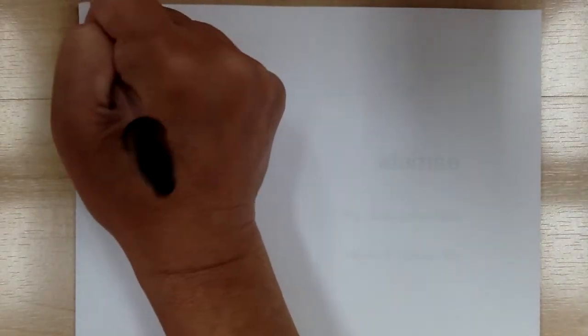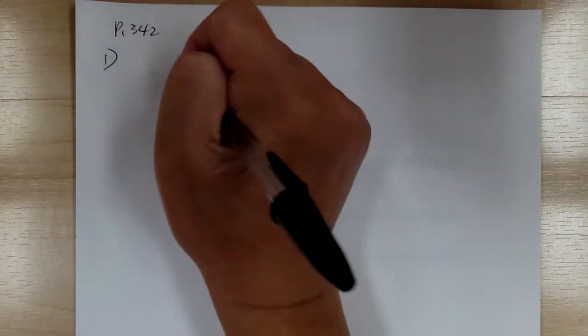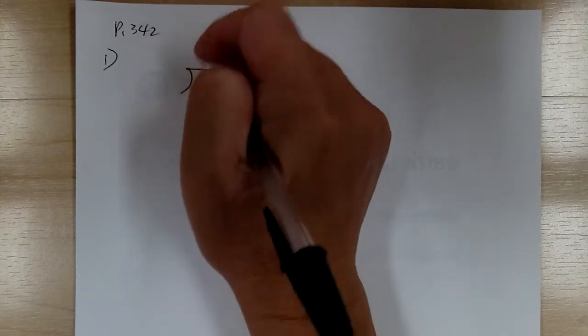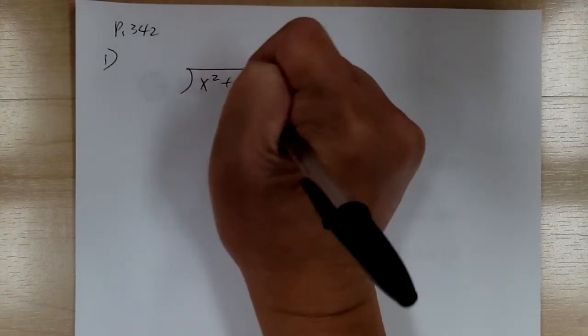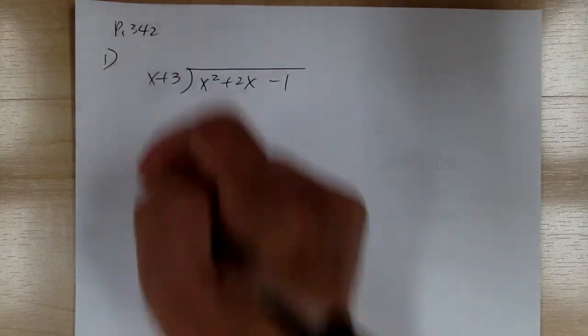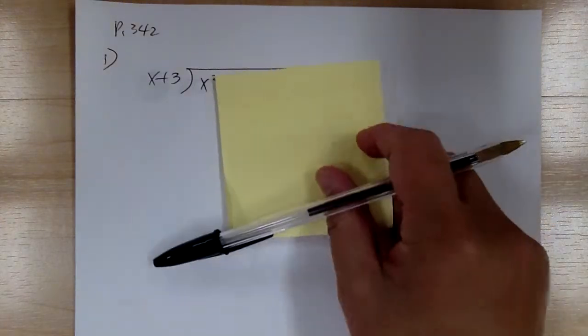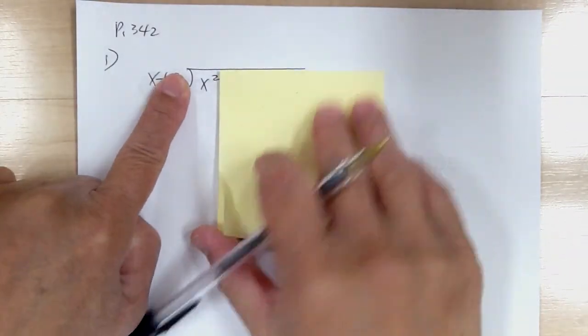Let's go to page 342 and start with number 1. It says perform the indicated divisions, so this is for long division. You have x squared plus 2x minus 1 divided by x plus 3. For this one, what you do is cover this up and just look at the first term.